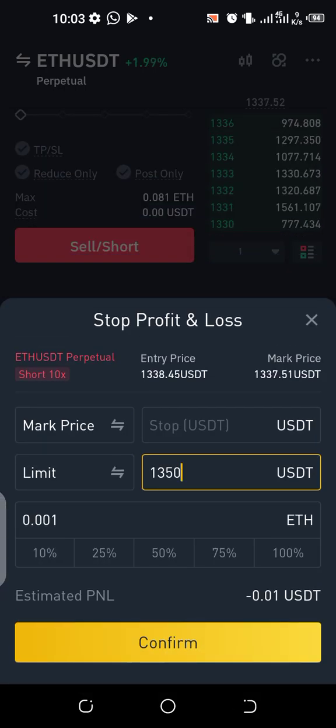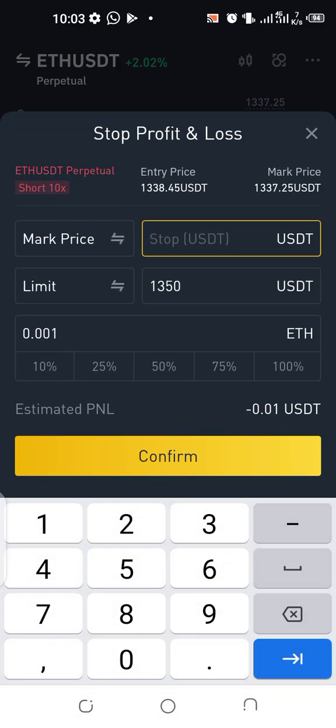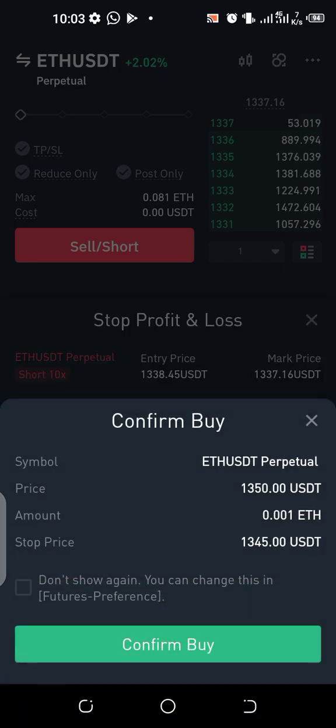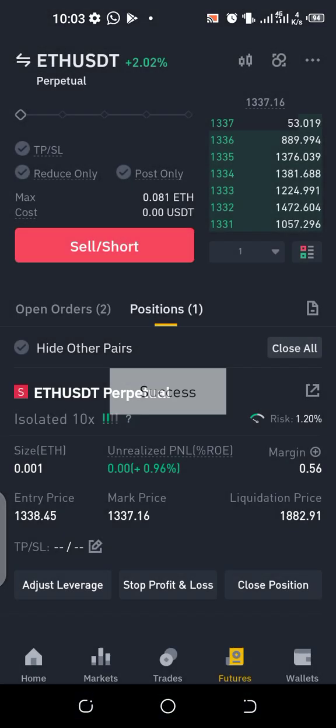I've placed a stop loss at 1350 in case it rises instead of dropping, and then I place my mark price at a lower level than that, let's say 1345. So I'm going to make a loss of only 0.01 USDT. If I confirm that, I'll confirm the buy order.